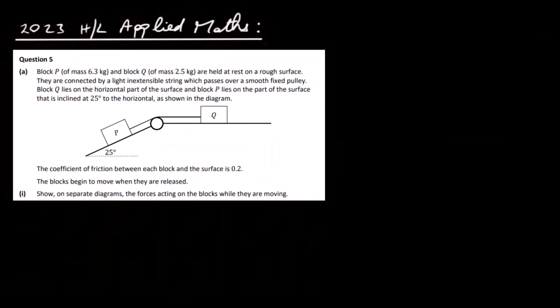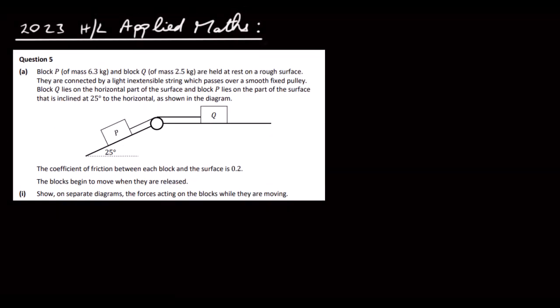So this is the 2023 Higher Level Applied Maths Leaving Cert paper, question 5. We have two blocks here, P and Q. P has mass 6.3 kilos and Q has mass 2.5 kilograms. They're held at rest on a rough surface. They're connected by a light inextensible string which passes over a smooth flexible pulley.